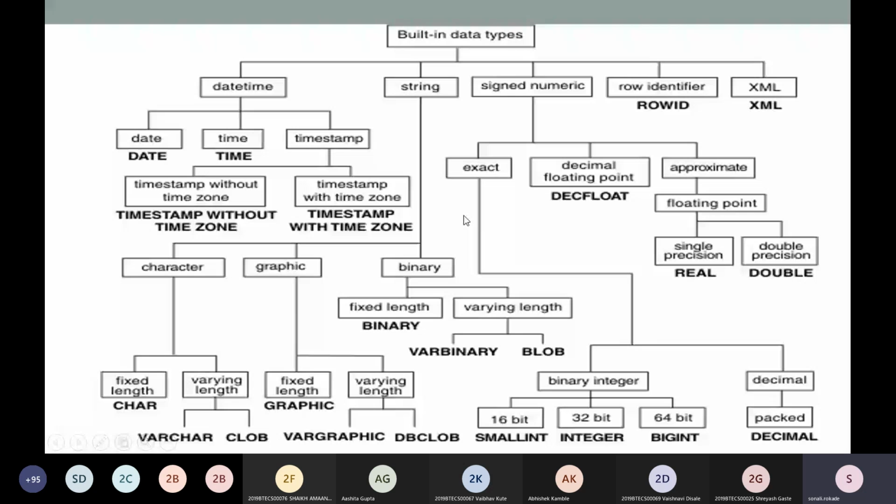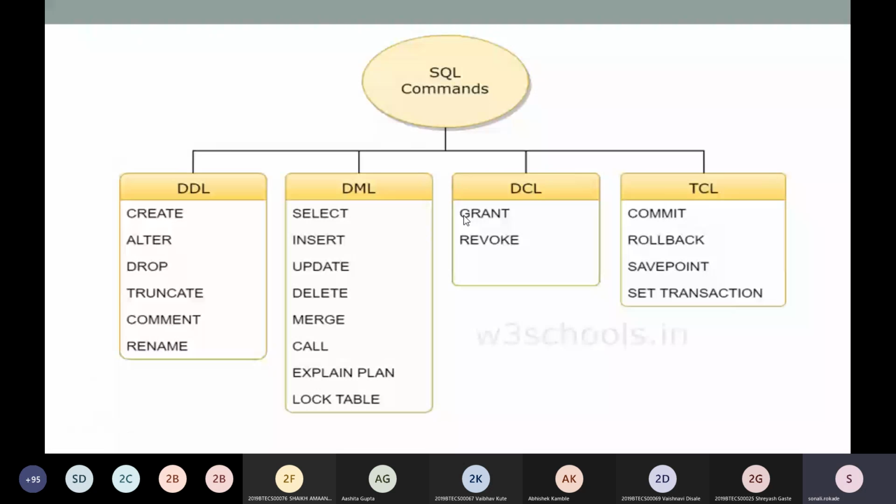Next one, the SQL commands. So DDL, DML, DCL, TCL. DDL is the data definition language command. Then DML is the data manipulation language command. DCL is data control language, and TCL is the transaction control language, of which we have seen DDL and DML. Okay, so let's have a look at that.